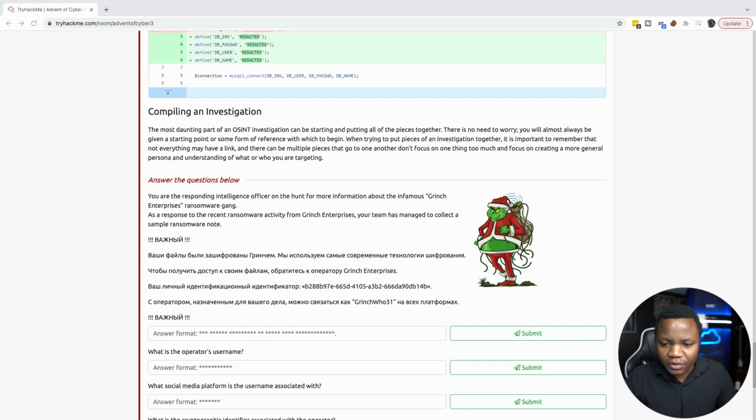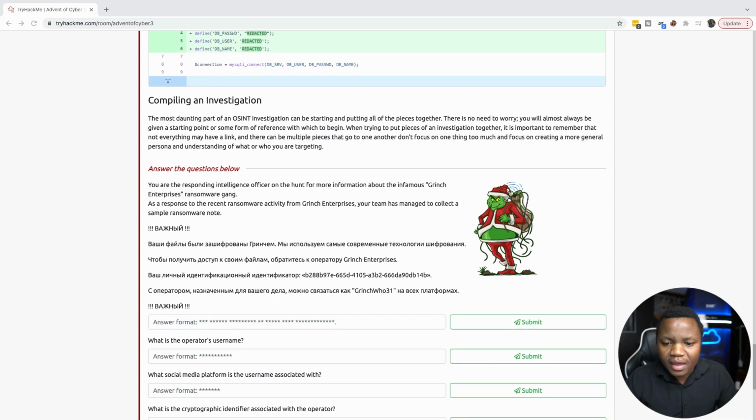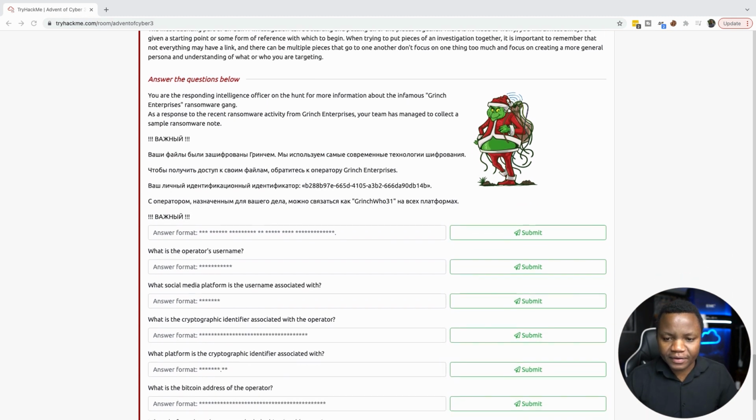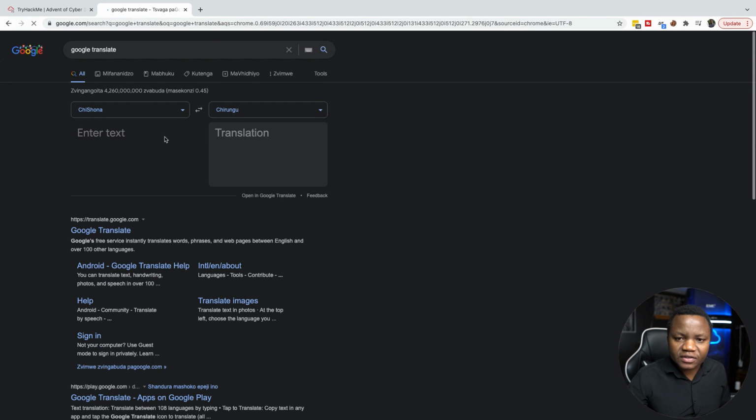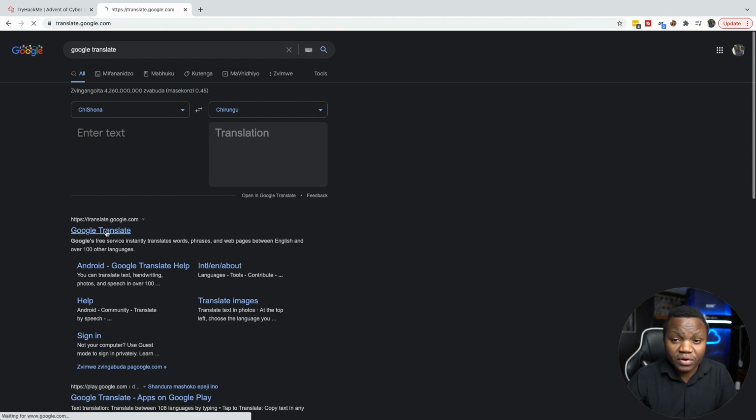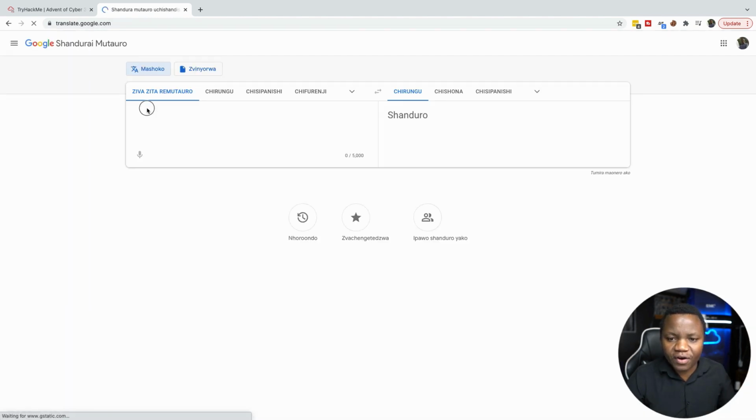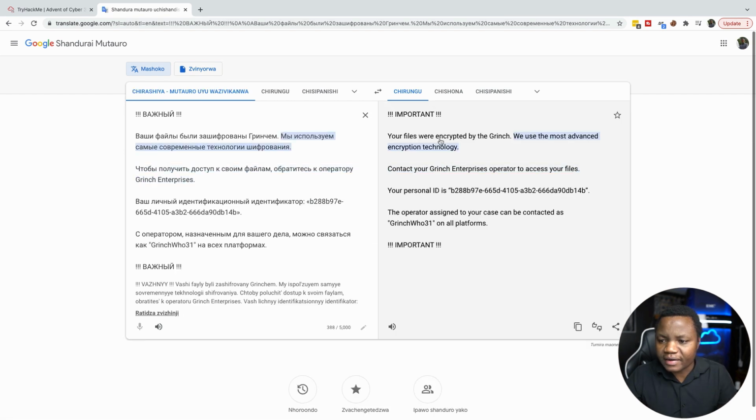It says that you're the responding intelligence officer on the hunt for more information about the Grinch enterprise. As a response to the recent ransomware activity from Grinch Enterprises, your team has managed to collect a sample ransomware note, and this is the note. We don't know what language this is in, so first, let's translate that. Let's just use Google Translate, because we don't know what language it is, so it will detect it for us.